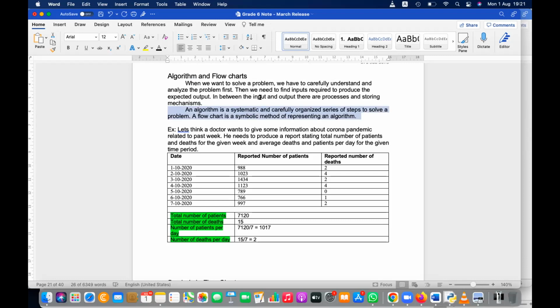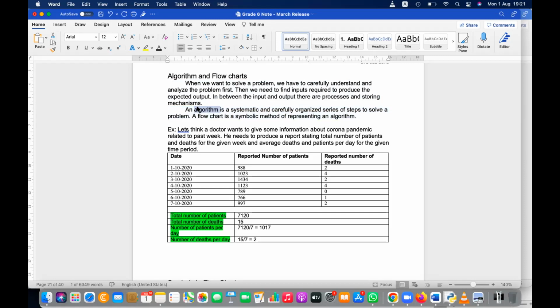So algorithm එක තියෙනවා systematic ක්‍රමානුකූල සහ හරි පරිස්සමෙන් පිළිවෙලට සකස් කරන ලද උපදෙස් සහ ක්‍රියා පටිපාටියක් කියලා අපි කියනවා. An algorithm is a systematic and carefully organized series of steps to solve a problem. So why is an algorithm designed? Algorithm එකක් ඇයි අපි design කරන්නේ? ගැටලුවක් විසඳන්න. ඒක තමයි algorithm එකේ අරමුණ.